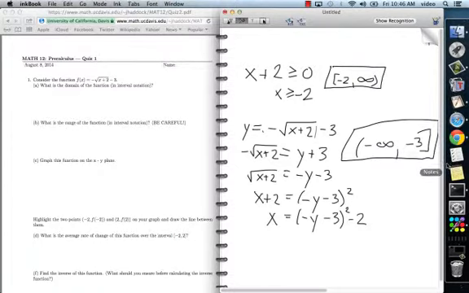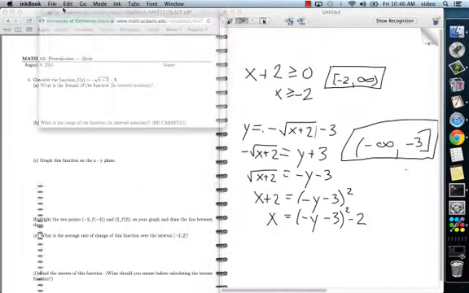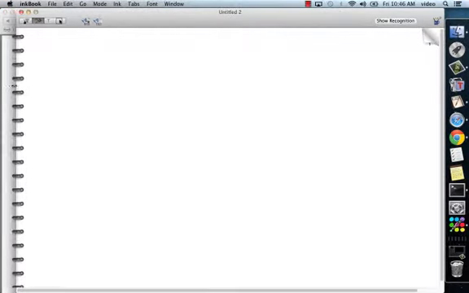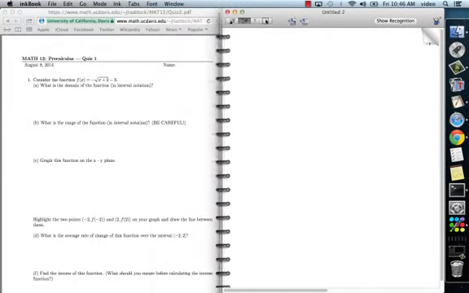Okay, so that's the range. So here's the domain, here's the range. Now it asks me to graph this function on the xy plane. Okay, so we're graphing the function on the xy plane.